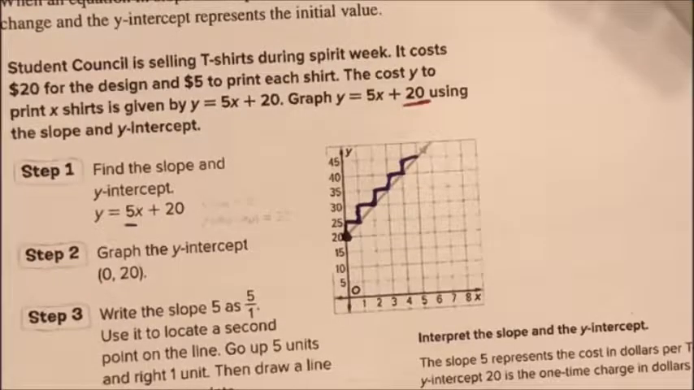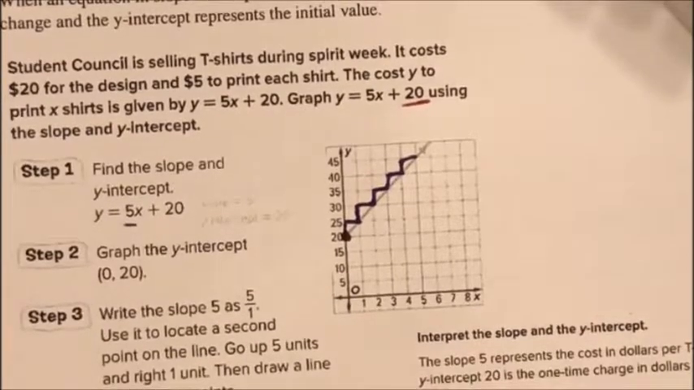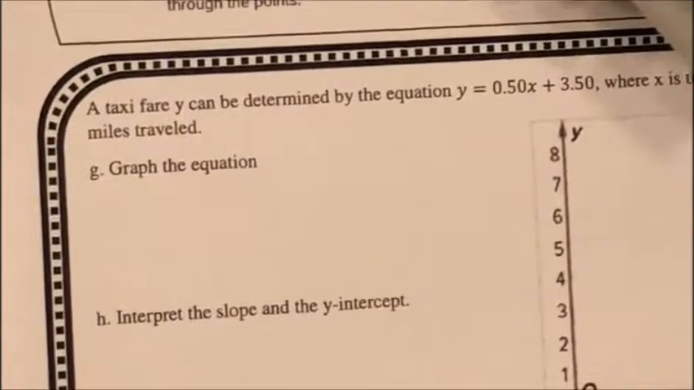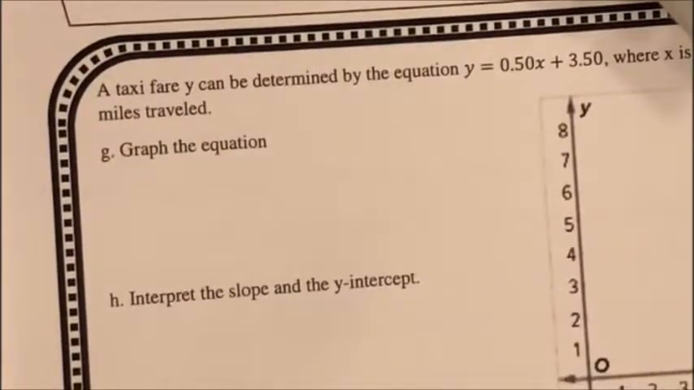So I can also interpret this meaning, okay? So the slope is 5. It represents the cost in dollars per t-shirt, okay? The y-intercept 20 is the one-time charge in dollars for the design. So there are 2 more try it problems on this page. Go ahead, pause the video, try them out, and when we come back, we'll go over the answers together.